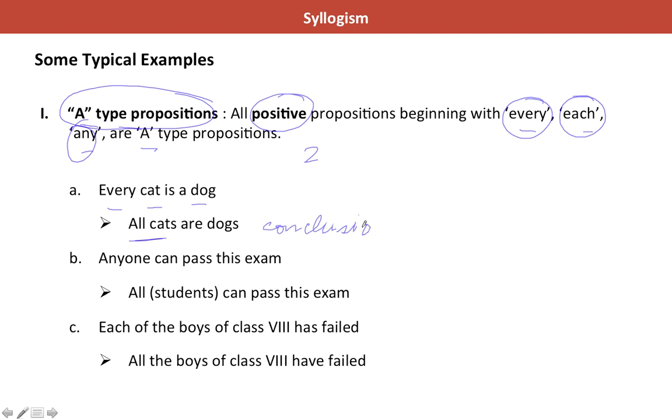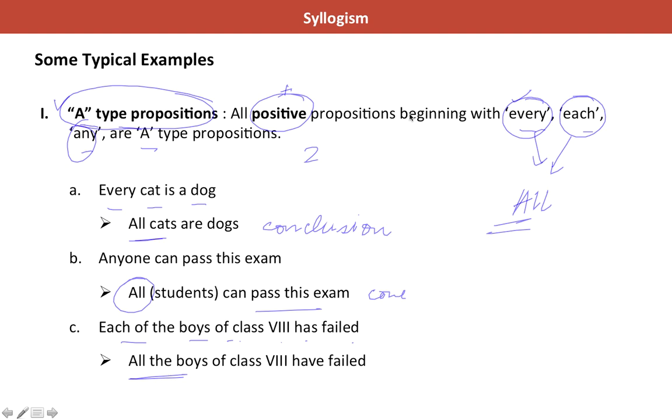This is where the use of these words becomes very important. Anyone can pass this exam. It means that all students can pass this exam. So this is again the conclusion here. Each of the boys of class 8 has failed. It means all the boys of class 8 have failed. So these are the A-type propositions, wherein I have a positive proposition and a word like every, each, any, which actually represent nothing but all.